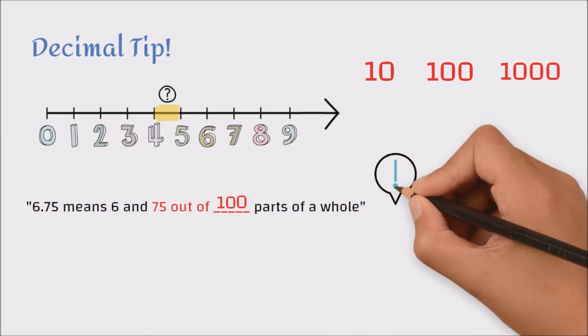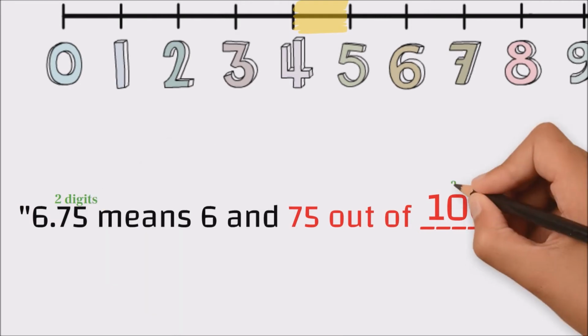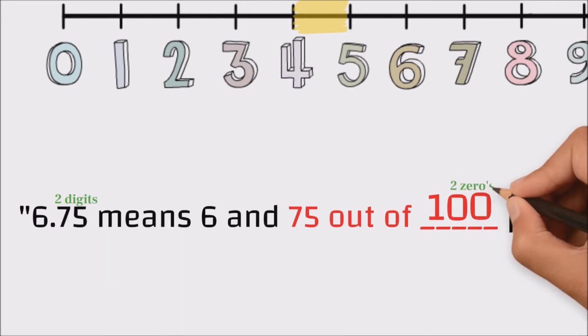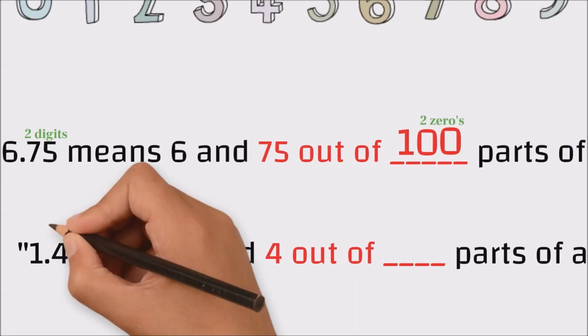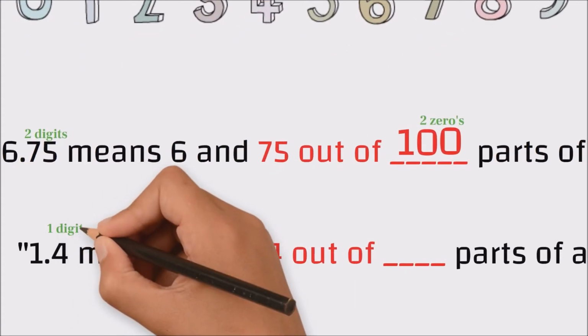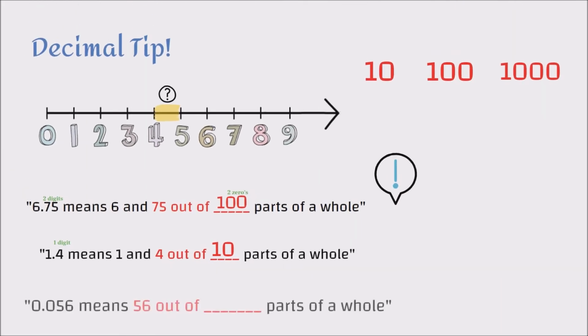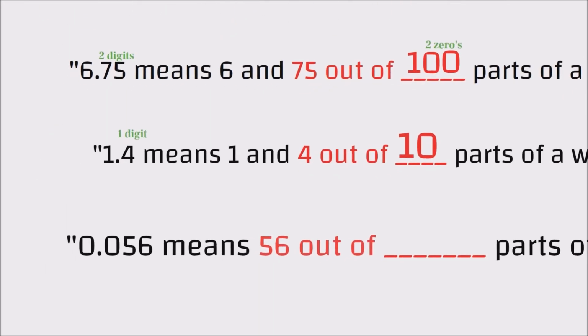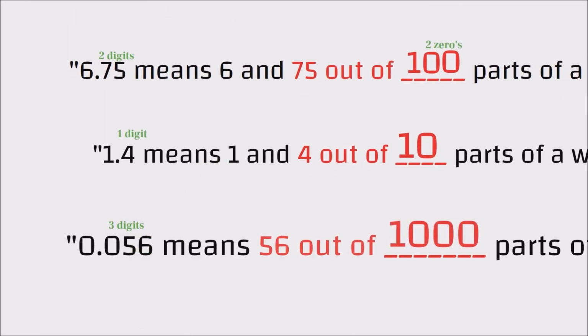But there is a pattern. We can count the number of decimal digits and then add the same number of zeros behind 1 to find out. So for 1.4, there is 1 decimal digit, and so the number of spaces is 10. Similarly, for 6.75, as said before, there are 2 digits, so the number of spaces is 100. For 0.056, there are 3 decimal digits, so the number of spaces is 1000.